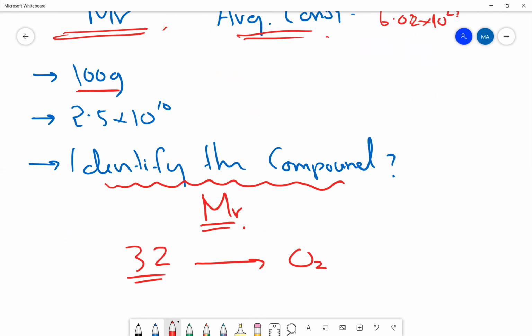So in order to solve this question, you will have to first figure out the mr of the compound, and then you'll look at the periodic table, you'll do some additions and subtractions to get the exact compound. So if let's say we pick up this first formula, mass over mr is equal to moles, can you use this formula to figure out the mr?